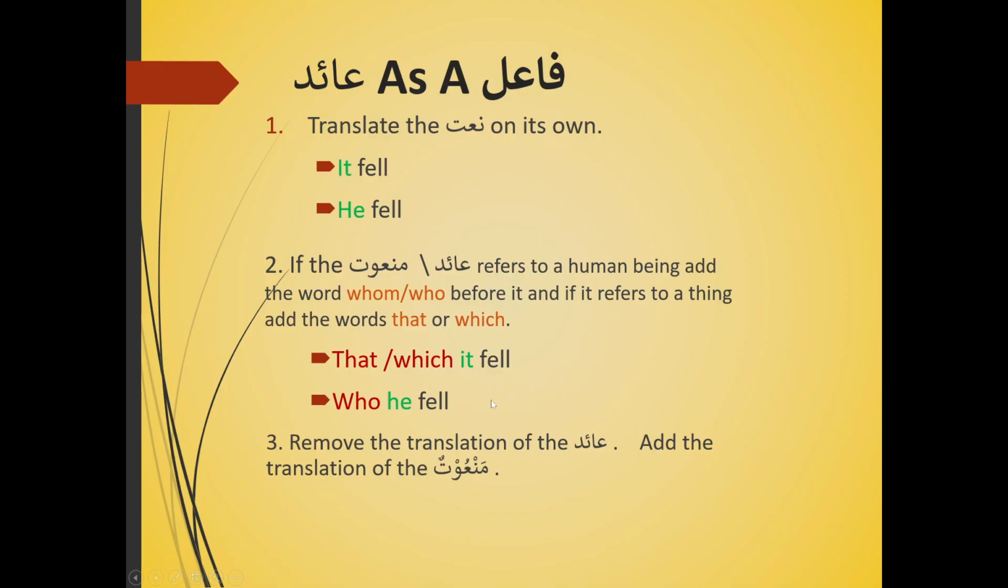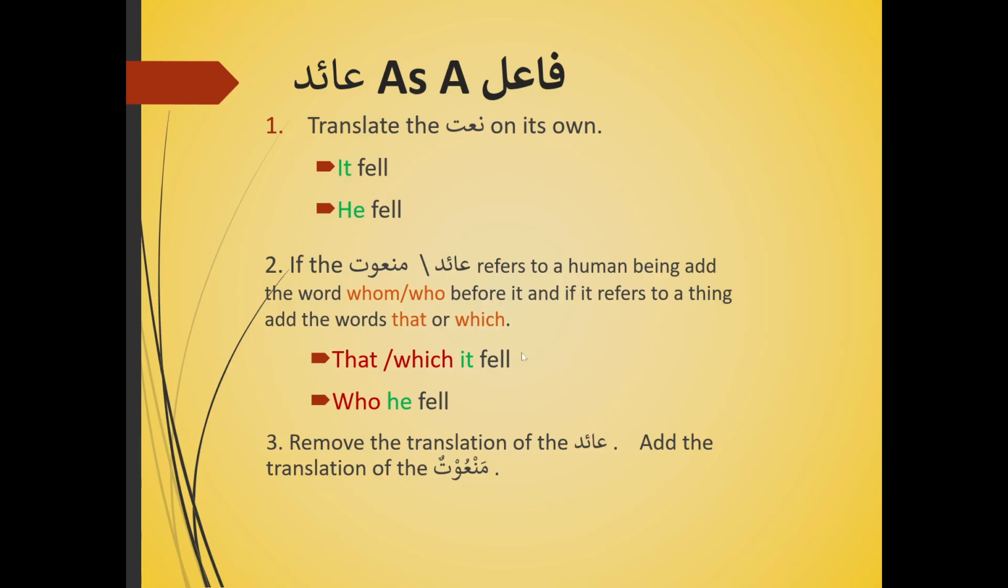Where's the a'id again? Which words are the a'id? Which one is the a'id here? In English? The he and the it. Yes, good. He and the it. So it says here, remove the it and the he, and then add the translation of the man'ut. Yeah, add the translation of the man'ut.